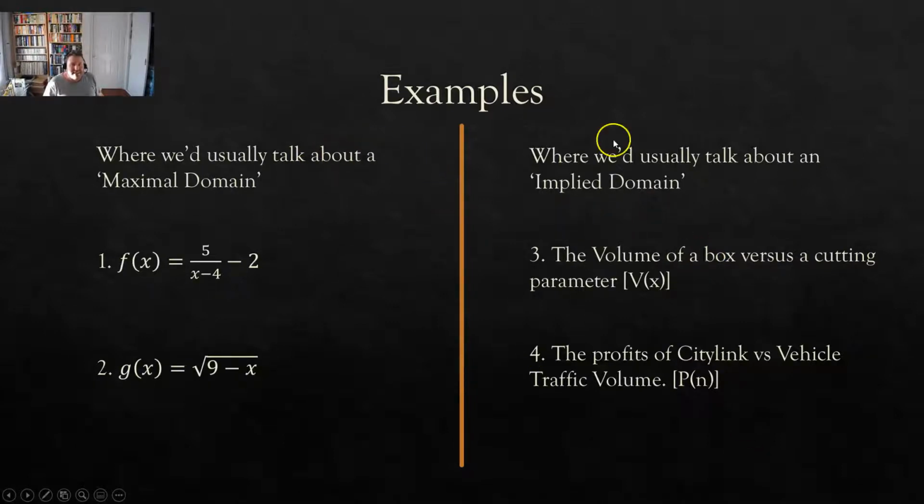Now, I've split these up into two: maximal domain and implied domain. These two things technically just mean the same thing. They're just all the x's that work. But as a matter of day-to-day language, we tend to use implied when we're talking about an applied problem, and maximal when we're talking about a more pure graph problem.